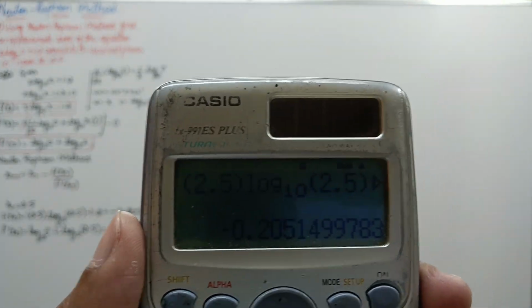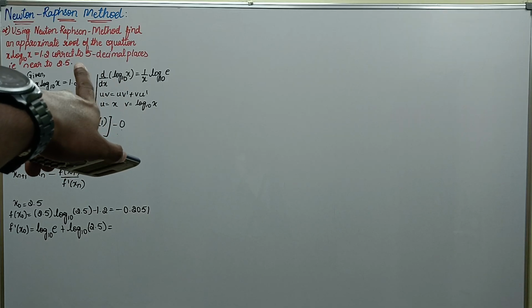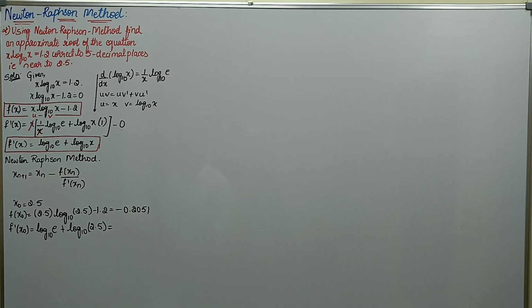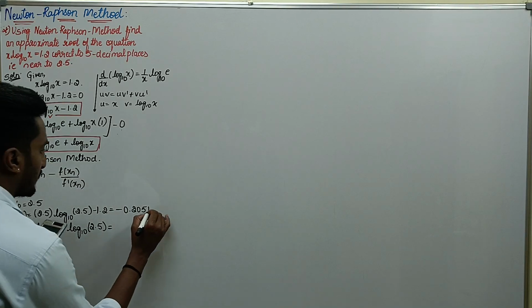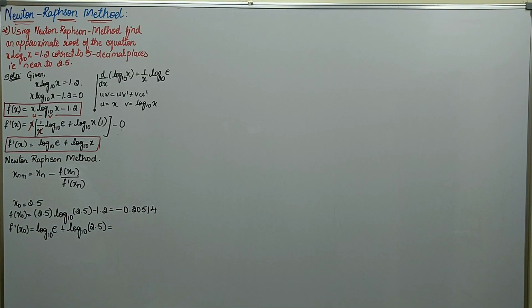Since they have asked for 5 decimal places, you are supposed to represent 5 decimal places. Let us represent f(x0) to 5 decimal places also, that is 0.20514, 1 2 3 4 5. Done. Similarly, let us represent the derivative of the function.